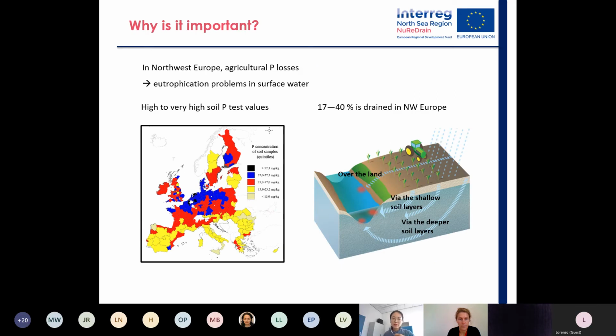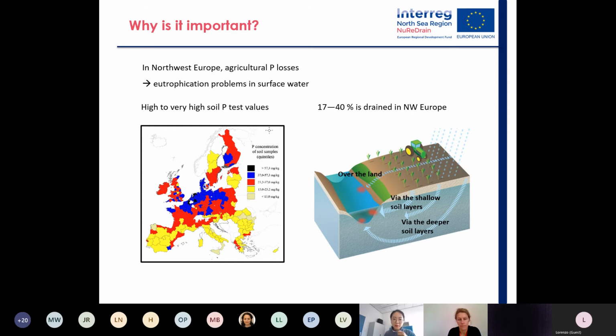Let's start with why the filter is important. In Northwest Europe, agricultural diffuse phosphate loss is a major cause of eutrophication problems in surface water. Since last century, intensive fertilization has resulted in increased P in soil and high P saturation degrees. If we look at the map, we see high to very high soil P values, blue to dark color, in Belgium, the Netherlands, Denmark, and part of Germany.